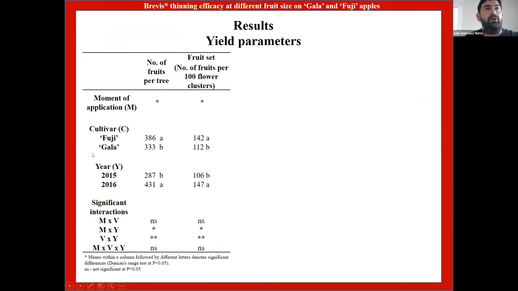Okay, this table shows that there are differences between cultivars. This is the number of fruits per tree. You can see Fuji shows a higher number of fruits after application of Metamitron in comparison to Gala. At the end, the efficiency of Metamitron is higher in Gala. There are differences between cultivars. When you see the difference between years, you can see in 2015, the number of fruits is lower in comparison to 2016. At the end, there are differences between years.